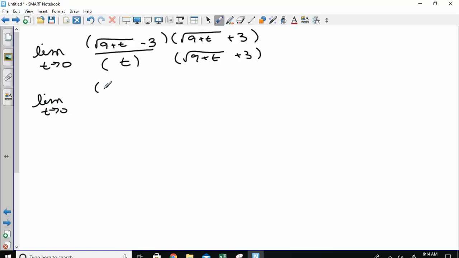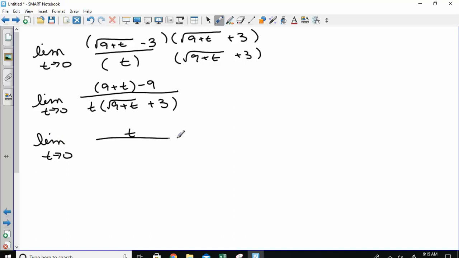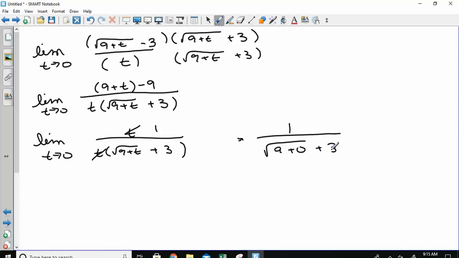So square root of 9 plus t times the square root of 9 plus t is just 9 plus t. Since they're conjugates, the outside and inside would cancel, minus 9. On the bottom, I am not going to distribute because my goal is for things to drop out. What happens on the top? The 9's cancel. T's cancel, just leaves us with the 1 on top, and now we can plug in. So we get 1 over the square root of 9 plus 0 plus 3. So 1/6.